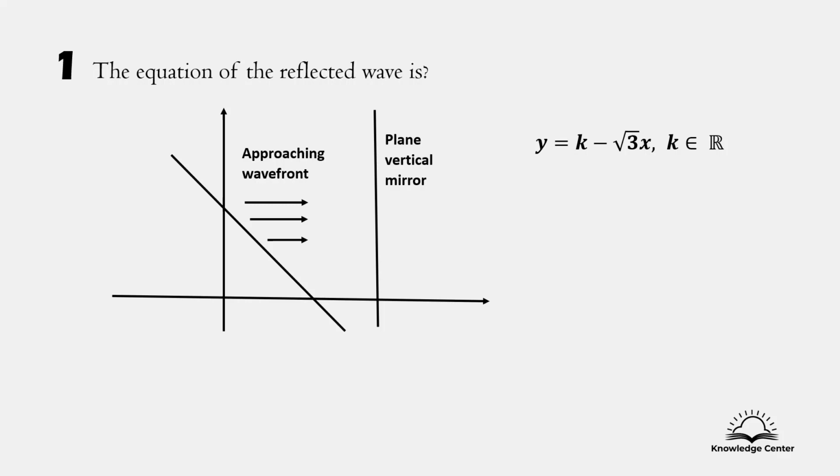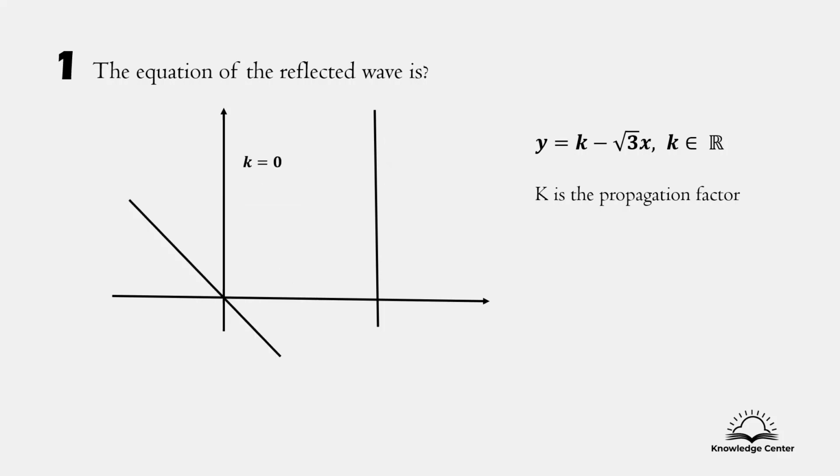Now k is what is responsible for the propagation of this wave, because as k changes, this line is being transformed and shifted along the axis, and we're going to see exactly how. So we're just going to call k our propagation factor. Notice that for k equals 0, the wavefront would be at the origin, still approaching the mirror, and for k equals 1, the wavefront has shifted nearer, and for k equals some positive h greater than 1, again the wavefront has moved nearer.